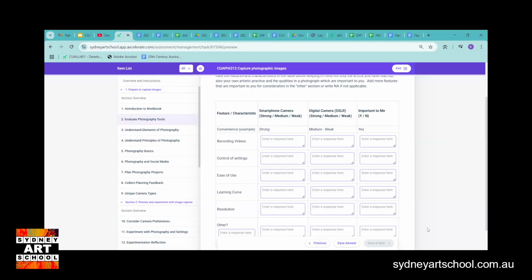I've got 6 people logged in. Is anyone actually here and listening at the moment? Yes, Krista. Okay. So give me an answer then, Bhavani. What do you think? Smartphone camera for recording videos, strong, medium, weak, versus digital camera?